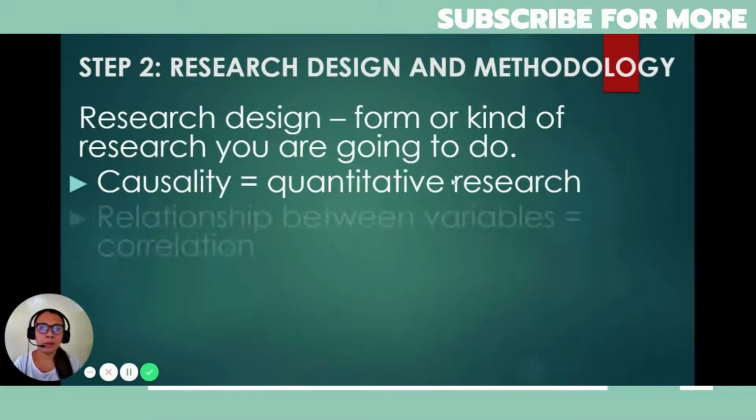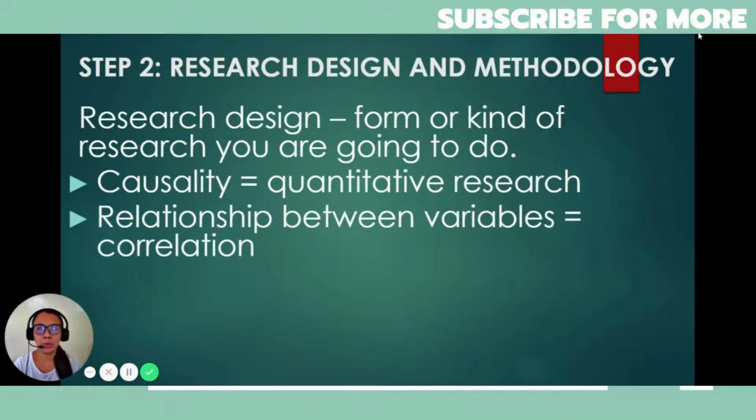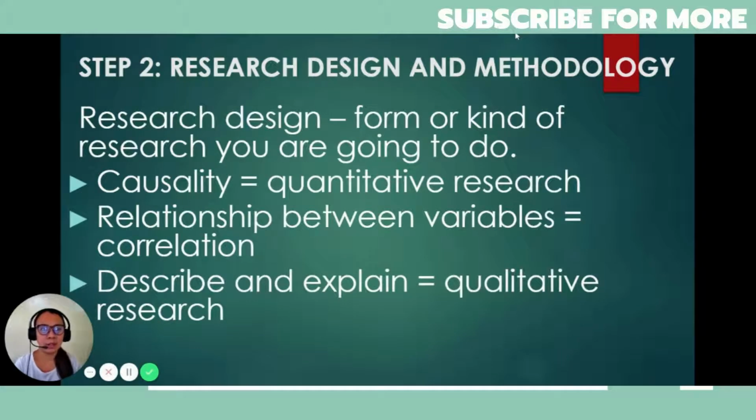Now, if the problem needs you to describe and explain something in depth, the proper research design is a qualitative one. Instead of using statistics as its data, text is used in qualitative research. The most common method used in qualitative research is the interview. It allows us to collect explanations that cannot be seen in a simple survey form.